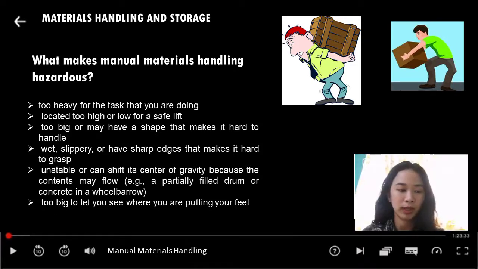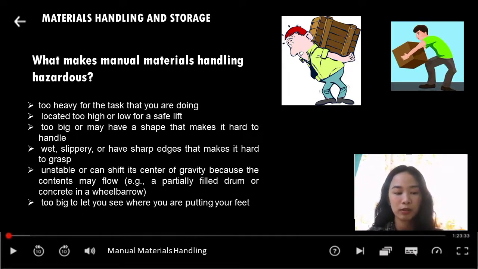Next, the material may be located too high or too low for a safe lift. So when a worker is going to lift something that is located too high or too low, the worker could have muscle pain, depending on how long they will carry the material before they can lift it. Next, the material may be wet, slippery, or have sharp edges that make it hard to grasp. So these are objects that are difficult to hold firmly, and the worker could have a hard time to carry it properly.